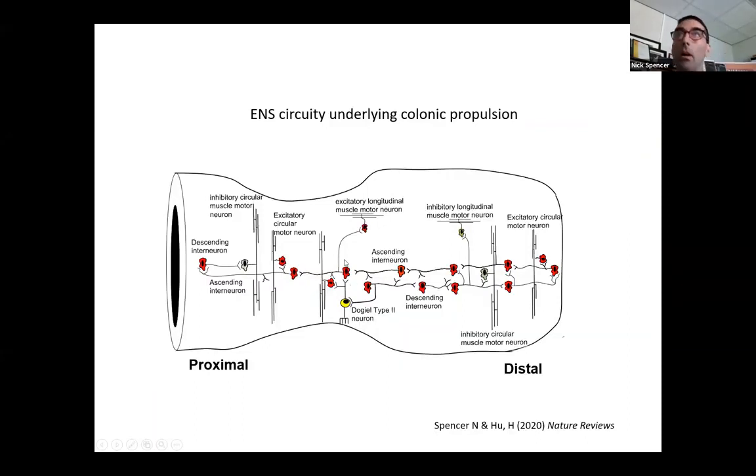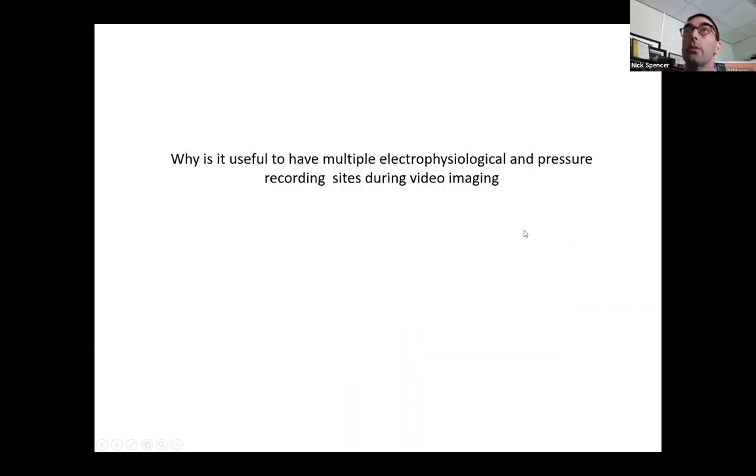So I'm worried about going too long. This is the circuit we've now uncovered. Just briefly, ascending excitation has been known for about 150 years, and descending inhibition. But what we've discovered is that at the same time the excitatory motor neurons are activated in the oral region of gut, they're actually activating inhibitory motor neurons at the same time, both oral and anal to the contraction wave. That might open up for a nice question at the end of it.